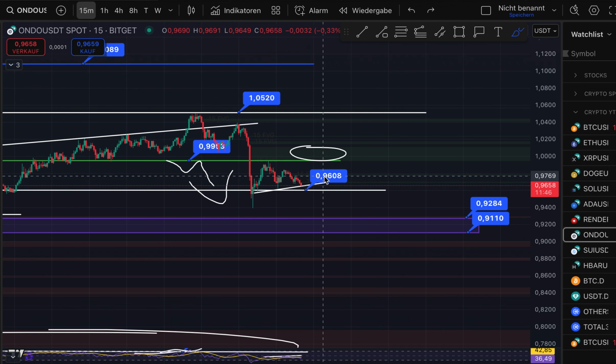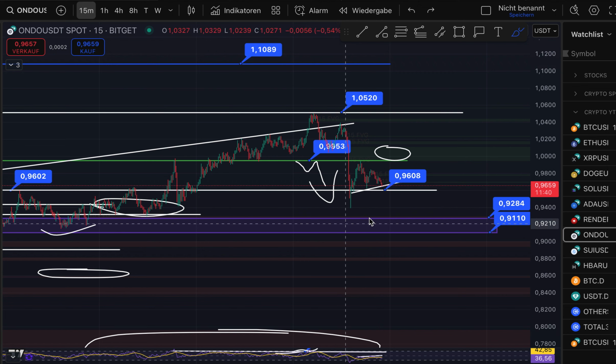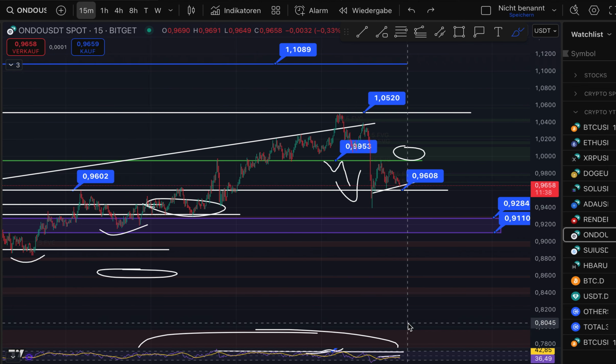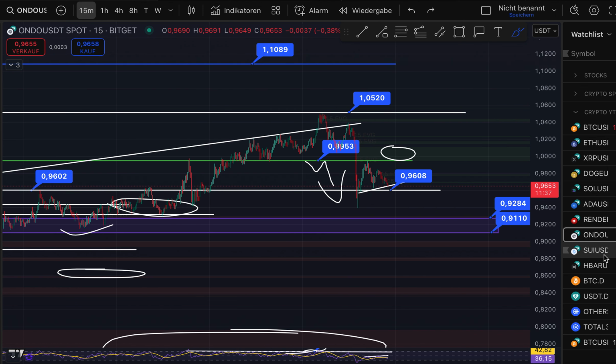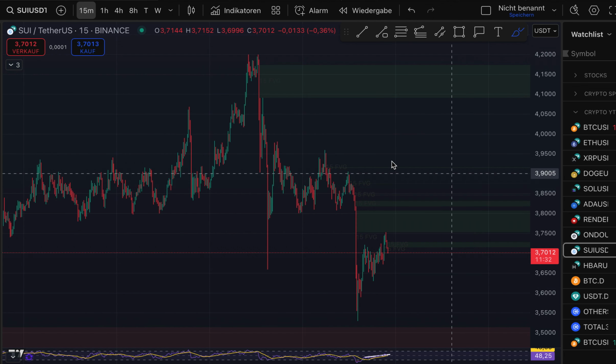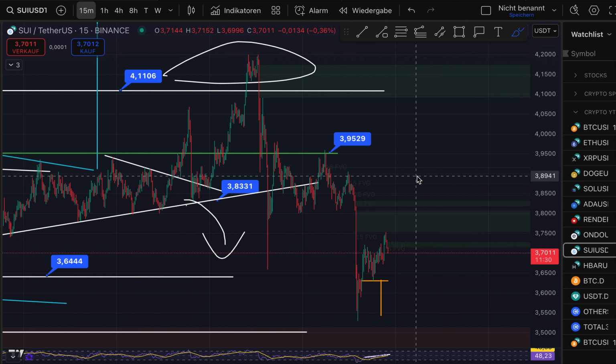I think if the 96 cents breaks to the downside, the chances are high that we see the 92 cents to 91 cents. Again, if we also break it to the downside, then keep in mind we might have even a bigger move to the downside. A bigger move to the downside showed us SUI already.